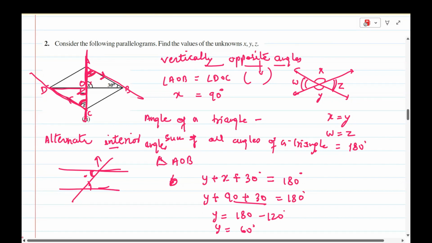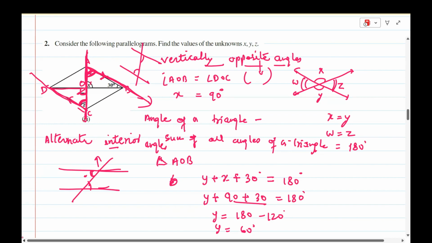Can you figure it out? Let me draw clearly here. Suppose I have one line here, and one line is cutting. So these are alternate interior angles. So in the same figure here, just see this line and this. AB and CD are parallel and AC is cutting.